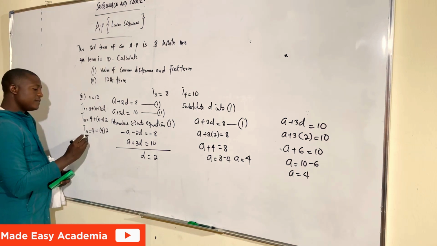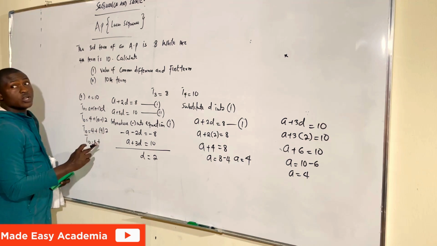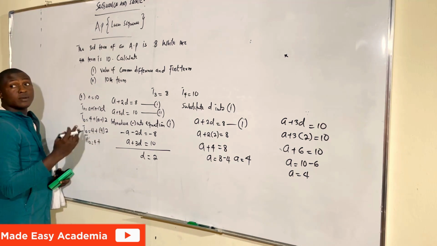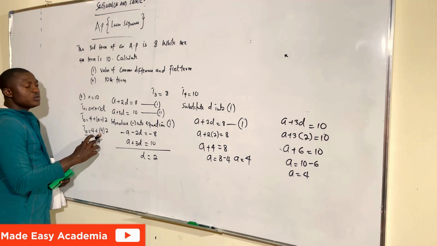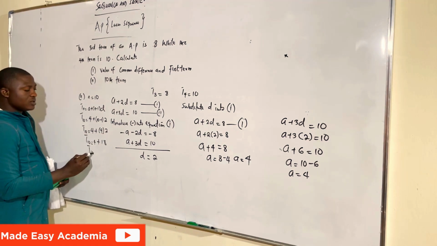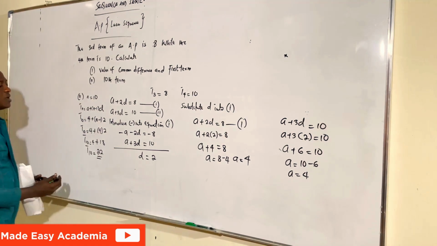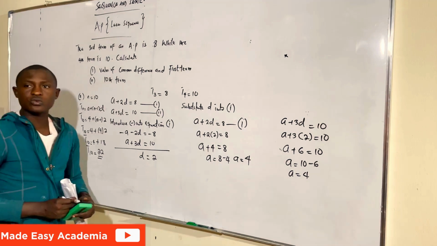So that means that we have t10 equal to 4 plus, I told you earlier, when we have a bracket, it simply means a multiplication. So 9 times 2, we are going to have 18. So t10 now is going to be 4 plus 18. You are going to have 22. So meaning the 10th term is equal to 22.